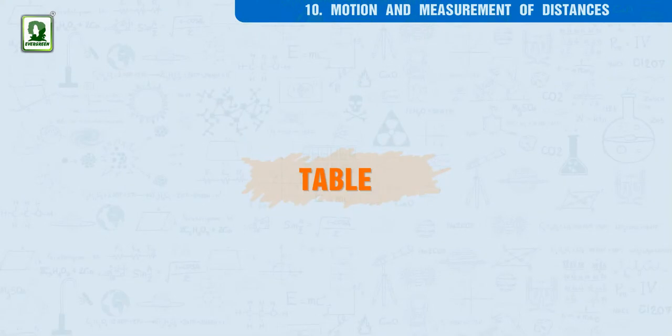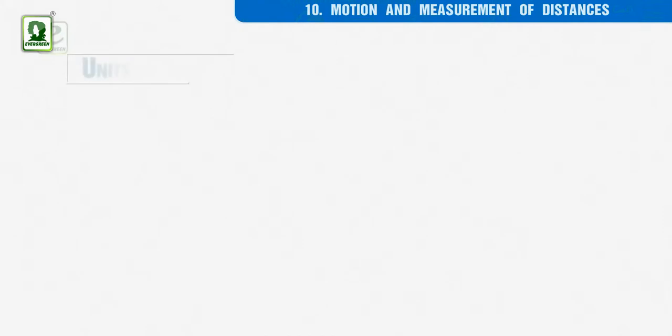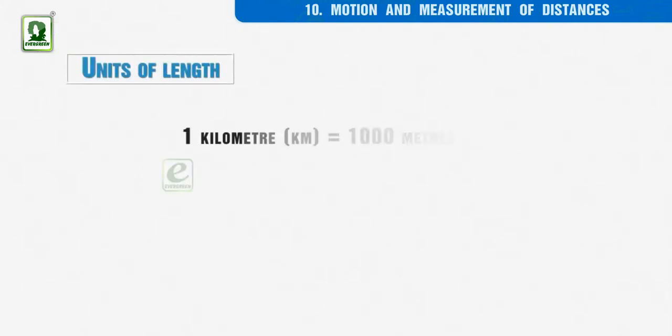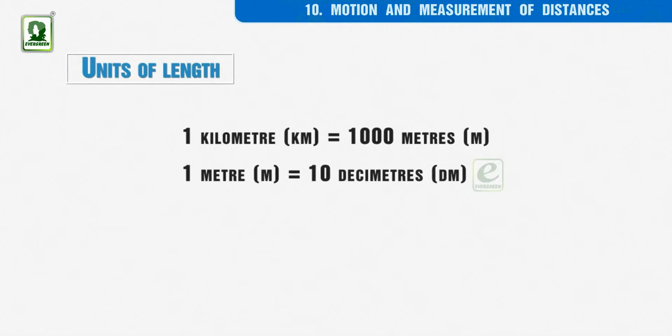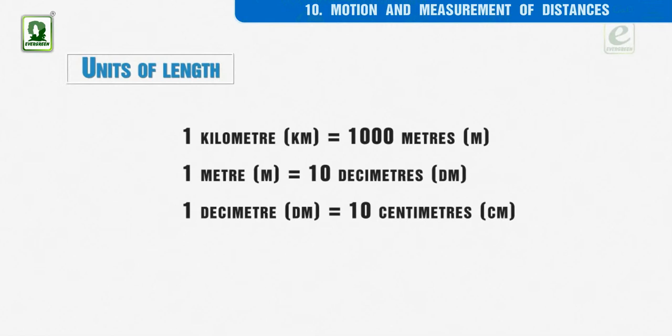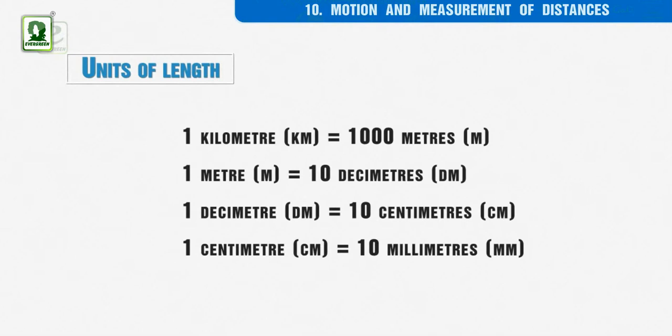Table. Units of length. 1 kilometer is equal to 1000 meters. 1 meter is equal to 10 decimeters. 1 decimeter is equal to 10 centimeters. 1 centimeter is equal to 10 millimeters.